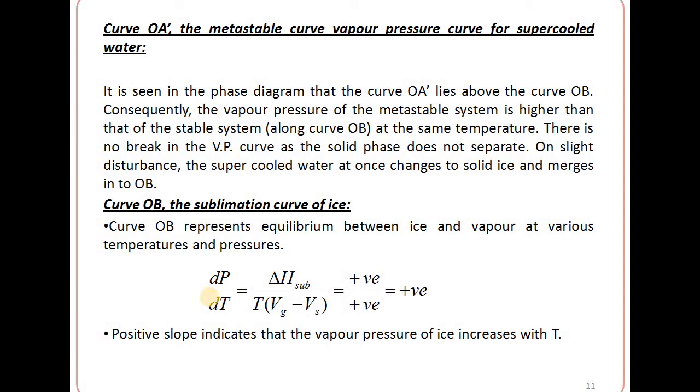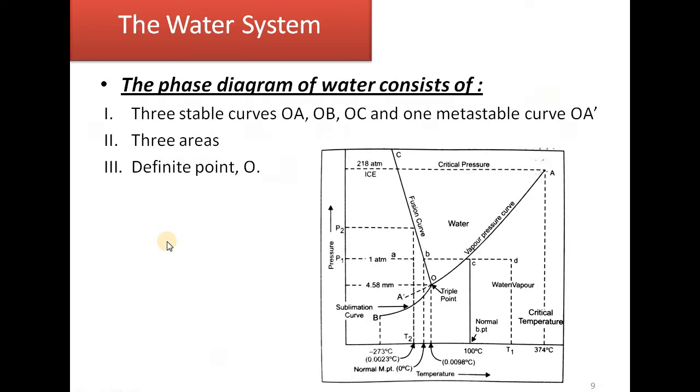Curve OB, as per the Clausius-Clapeyron equation, dP by dT is equal to ΔH of sublimation divided by T into molar volume of vapor minus molar volume of solid. Again, the enthalpy of sublimation is always positive. So this is positive, and molar volume of vapor is always greater than molar volume of solid. So the denominator is also positive. So the slope of the curve OB will always be positive in the case of the water system.